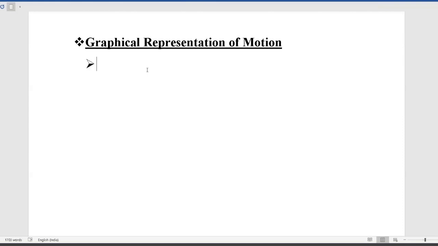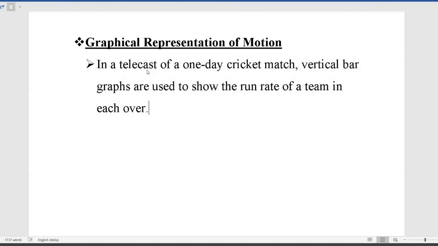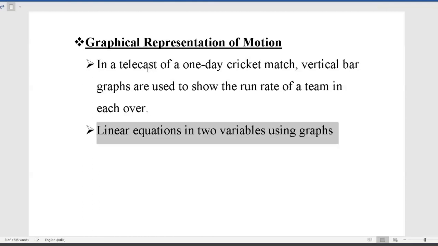For example, in a telecast of a one-day cricket match, vertical bar graphs are used to show the run rate of a team in each over. In maths also, we can solve linear equations in two variables using graphs.